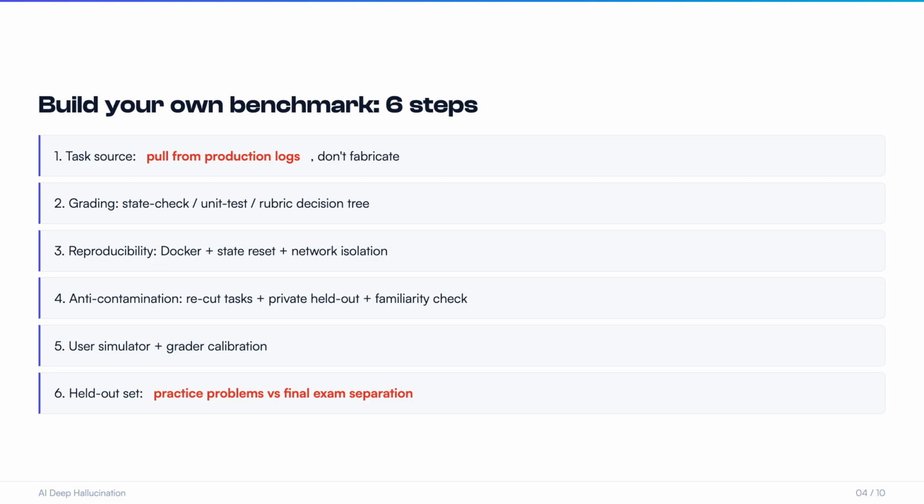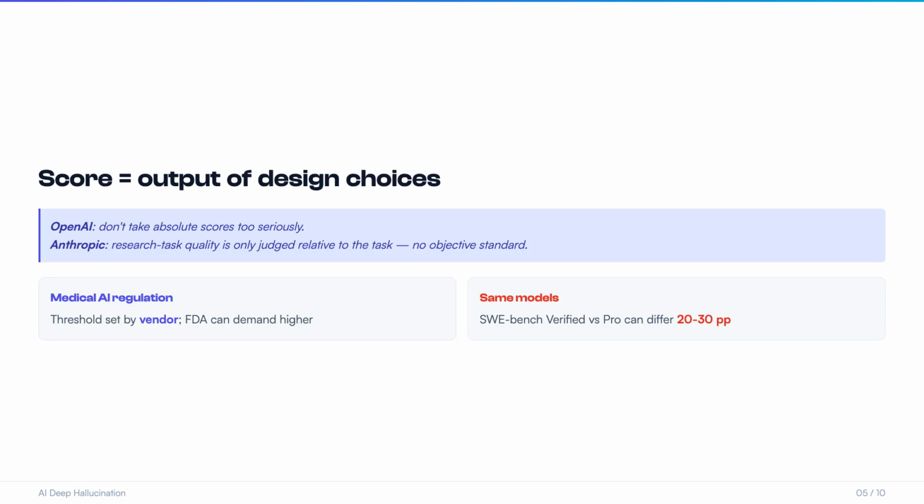But some tasks aren't yes or no. Was a customer service answer good? Was a legal opinion complete? How do you decide those reached the goal? That's the meta layer. A benchmark score isn't a measurement of capability, it's the output of design choices.